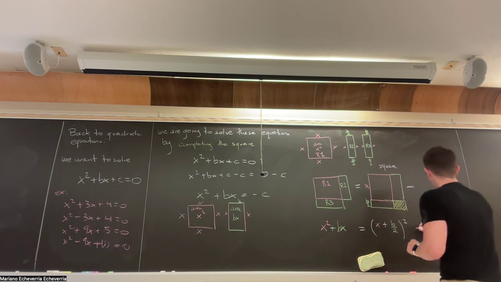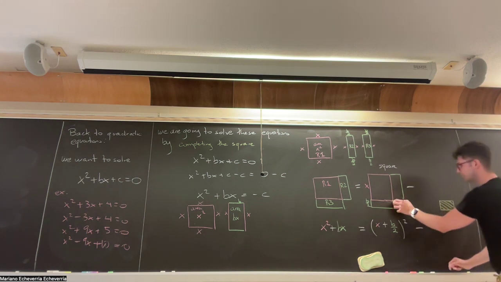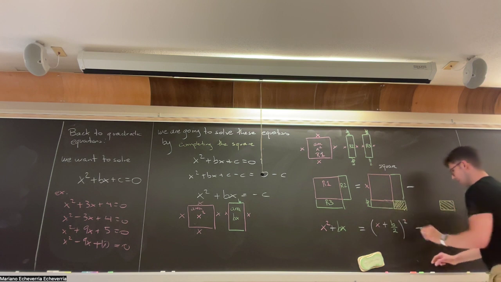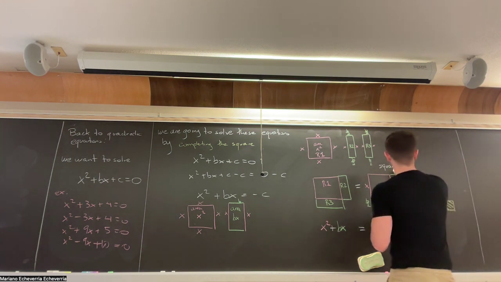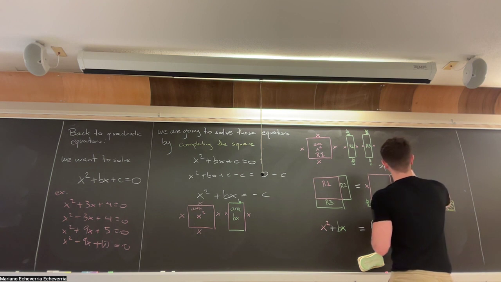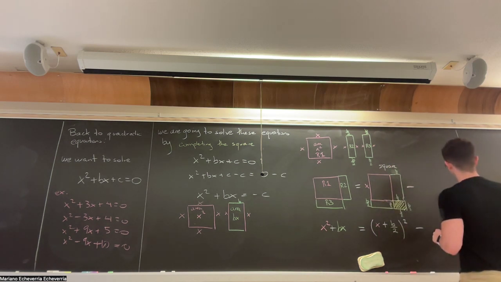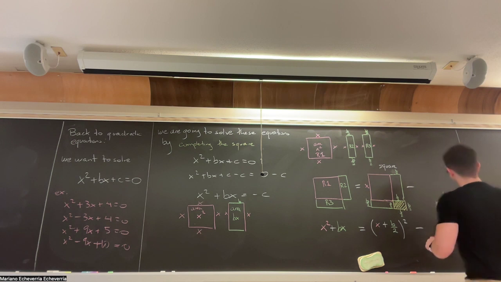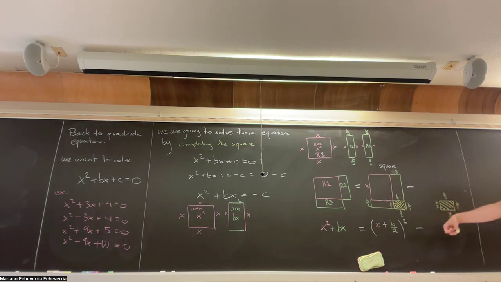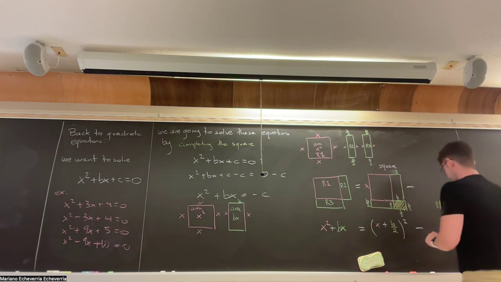And what is the size of this yellow square? Well, if you look at it, its sides are also b over 2, because all of this is b over 2. Here's b over 2, here's b over 2, this is b over 2, and then b over 2. So this yellow square also has side equal to b over 2. So what is the area of this square? It's b over 2 squared.